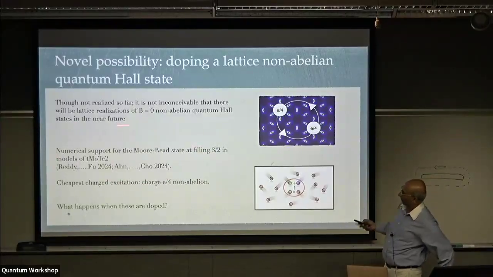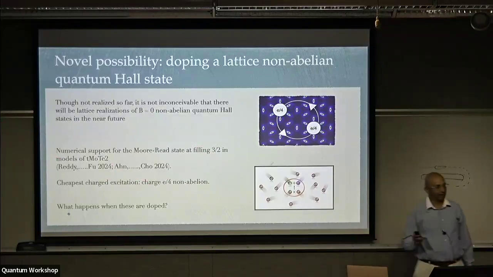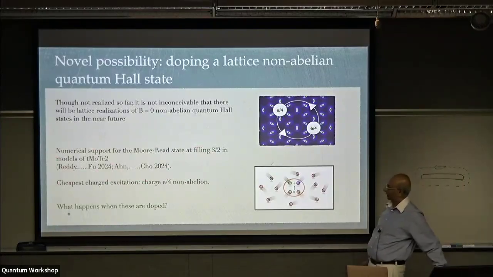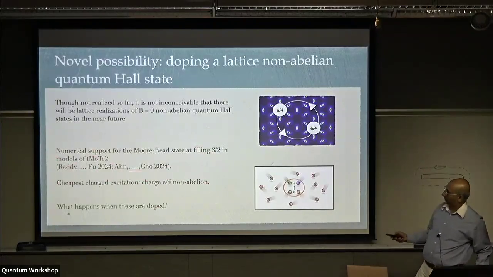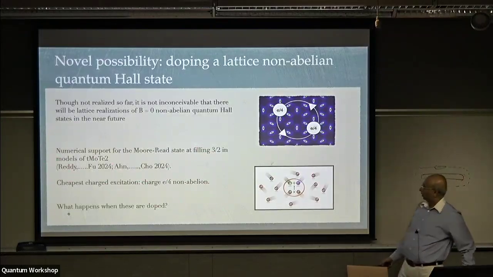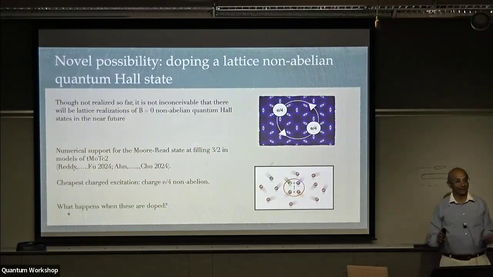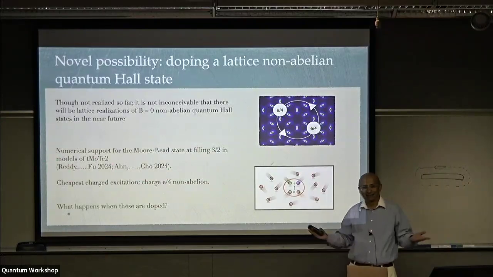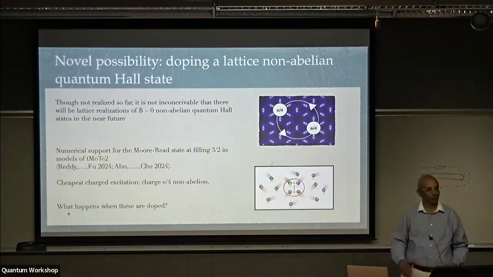And there's some numerical support for the Moore-Read Pfaffian at filling 3/2 in models at least, but not in real life so far. But in models, it seems to exist. And here, the cheapest charged excitation is a non-abelian anyon with charge e/4. So we can ask the question, what happens when these are doped? Right? If this is ever seen, doping is easy, right? So dope it and let's see what you get.